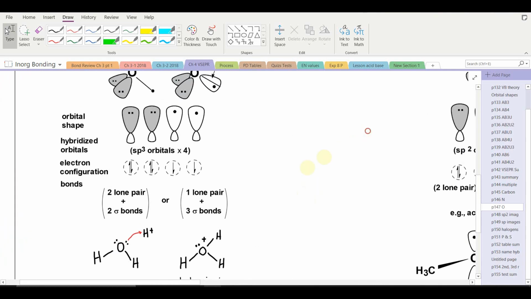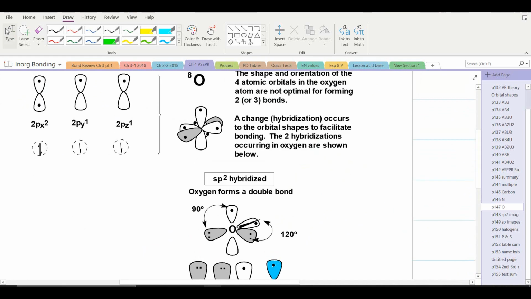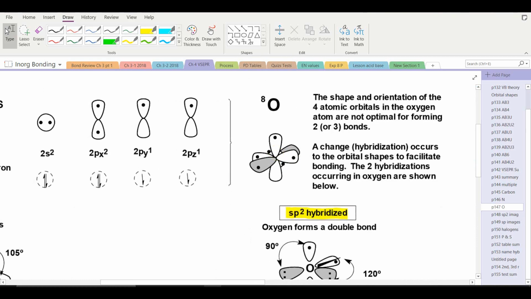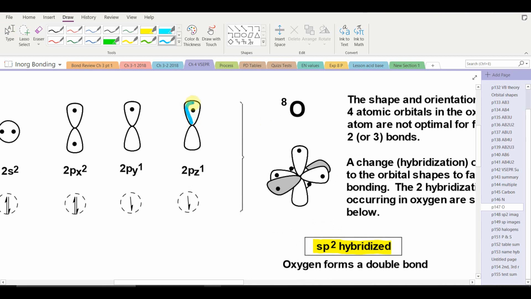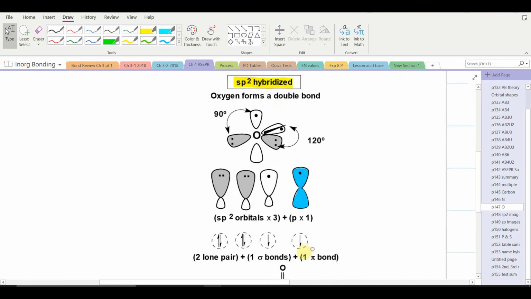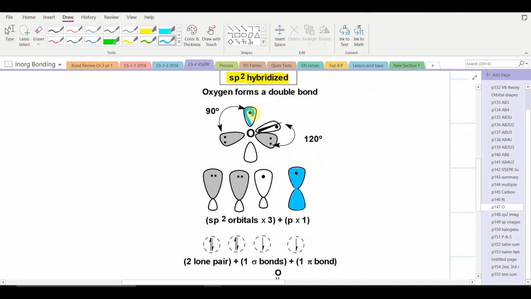Oxygen can form and does form double bonds, and that requires sp2 hybridization. So that's the same as we saw with nitrogen and carbon. In order to form this pi bond, one of the 2 p orbitals, I'll color it blue, must remain unhybridized to form the pi bond. So here's oxygen. Oxygen is sp2 hybridized. That means it has 3 electron clouds that are 120 degrees apart. 2 of them happen to be non-bonded electron pairs. One of them is a sigma bond.